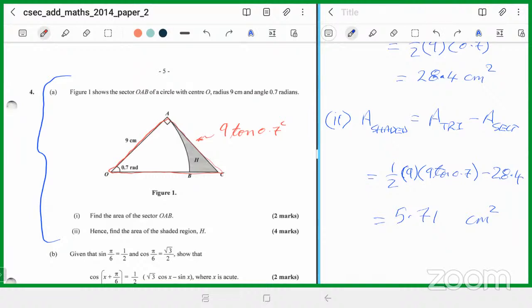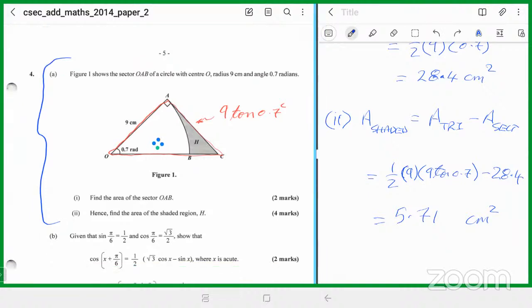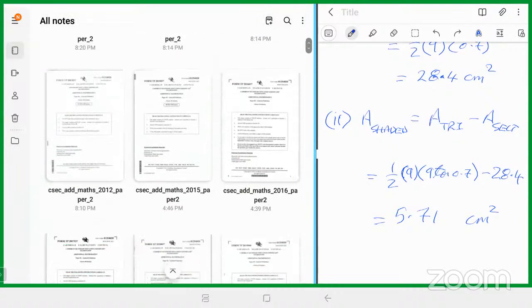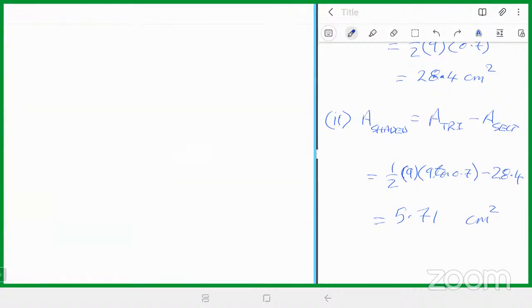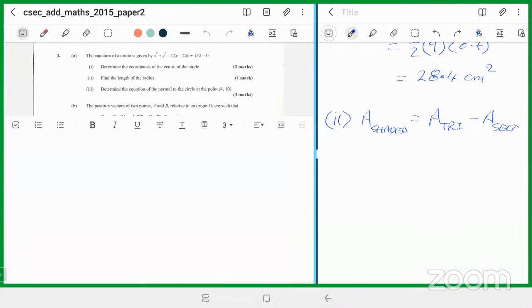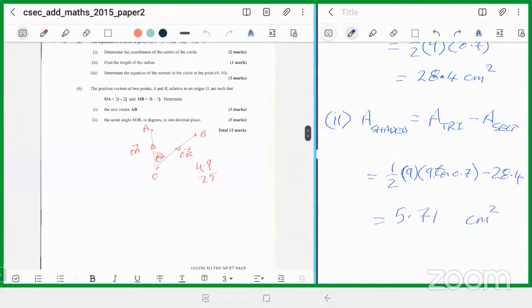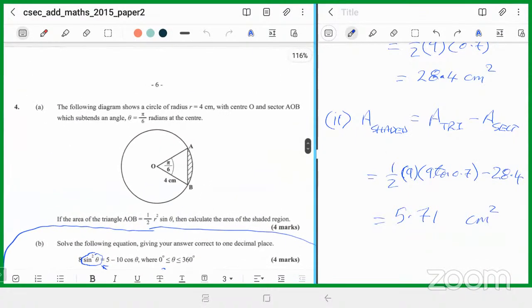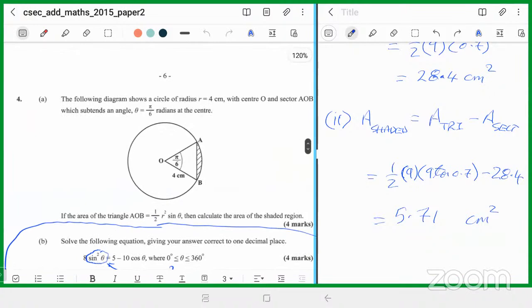So let's go to 2050. Let's look at what was on 2050. Right here. All right. 2015. Looking for the circular measures. This is it. This is the circular measures. Right up here.